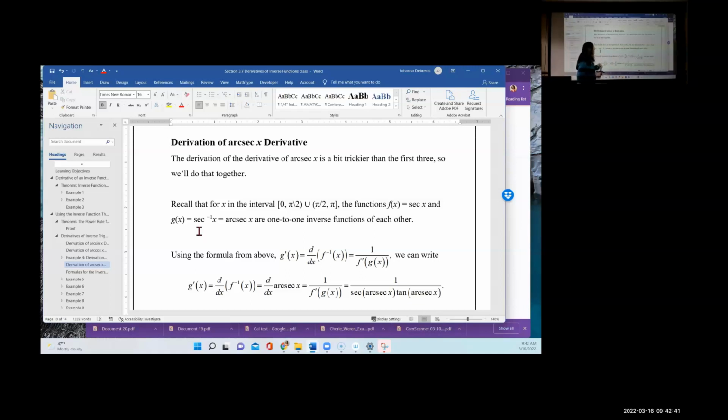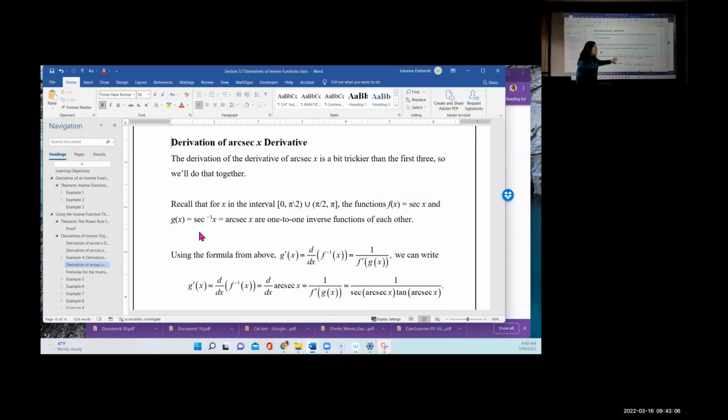Okay, so we've got the function f of x is equal to secant of x, and the inverse function is arcsecant of x, or the inverse secant function. They're one-to-one functions of each other. But because this is 1 over cosine, we have to eliminate pi over 2 from being in our domain. We can't allow pi over 2 to be in there.